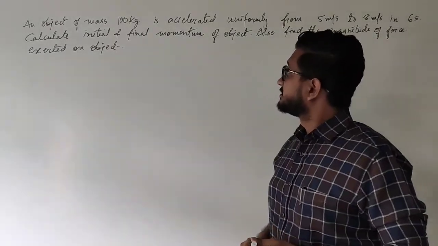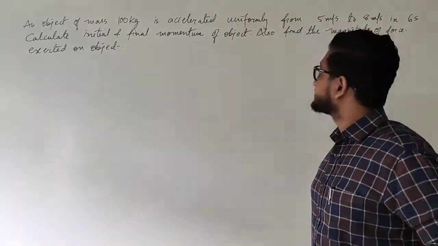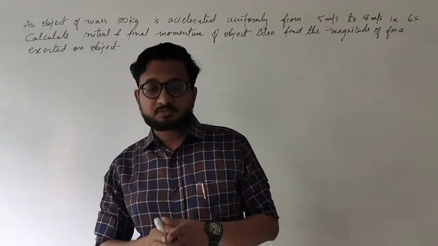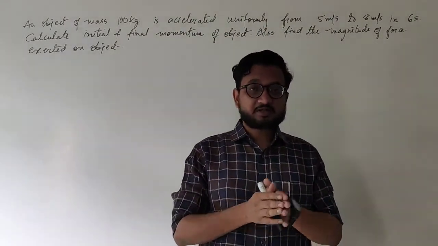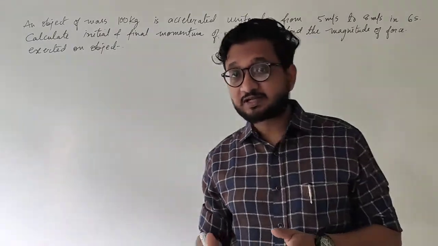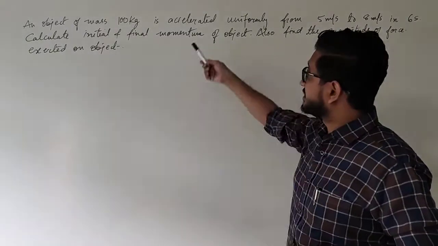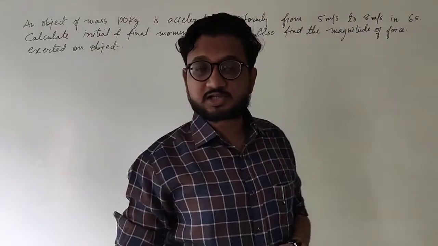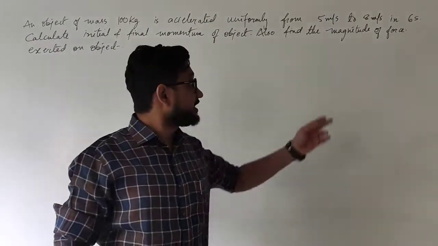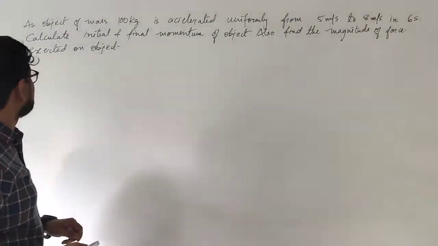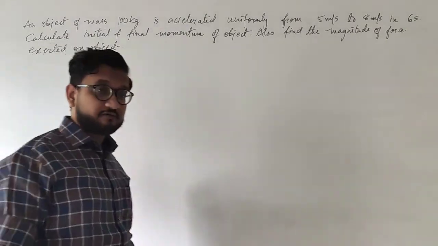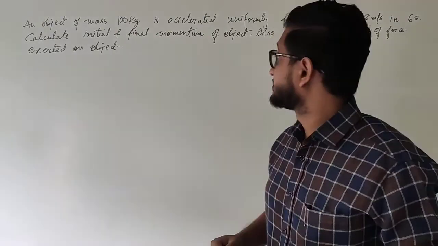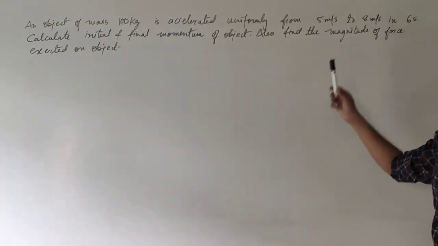The next question is, an object of mass 100 kg is accelerated uniformly from 5 meters per second to 8 meters per second. So an object is moving from 5 meters per second to 8 meters per second. That means its velocity is increasing and therefore it is accelerating, which is already mentioned. And that acceleration is happening in 6 seconds. So you have been given the change in velocity and also the time. Now the next sentence is calculate the initial and final momentum of the object. So you are supposed to calculate the initial and final momentums using the initial and final velocities.